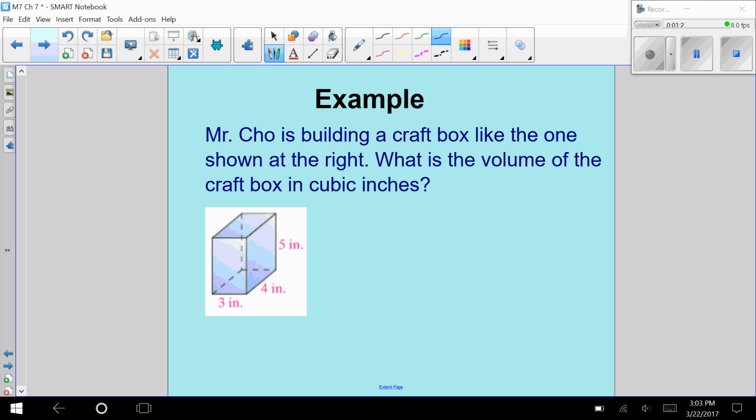So let's try this example. Mr. Cho is building a craft box like the one shown. What is the volume of the craft box in cubic inches? Well, our volume formula said length times width times height. The length is 3, the width would be 4, and the height is 5. 3 times 4 times 5 makes 60, and we label it in cubic inches.